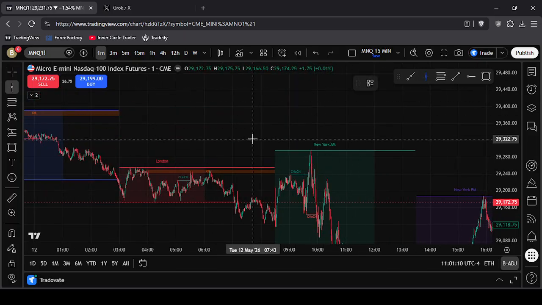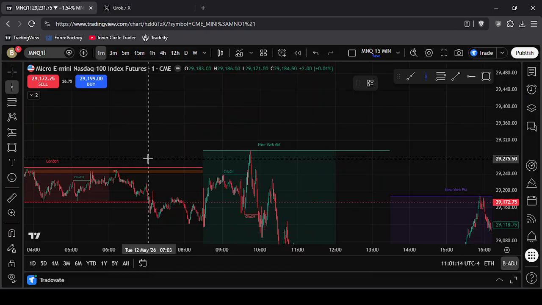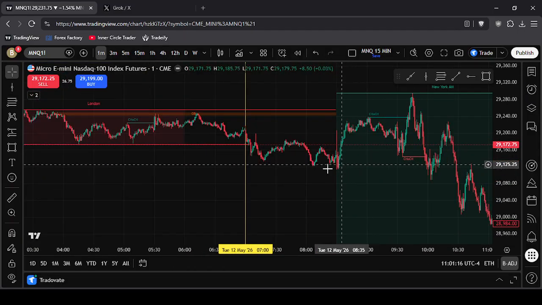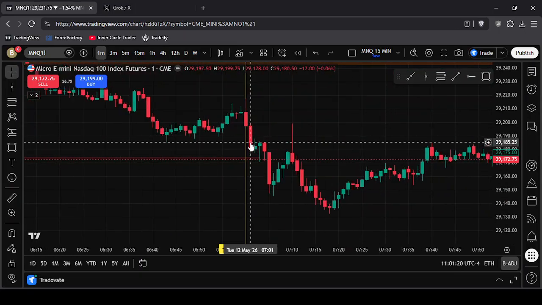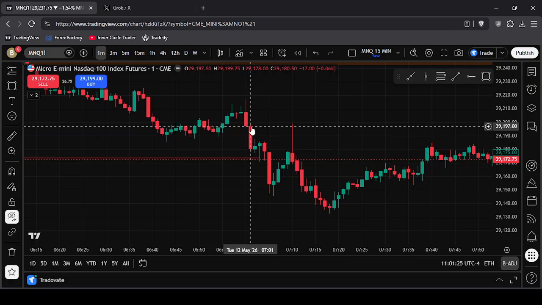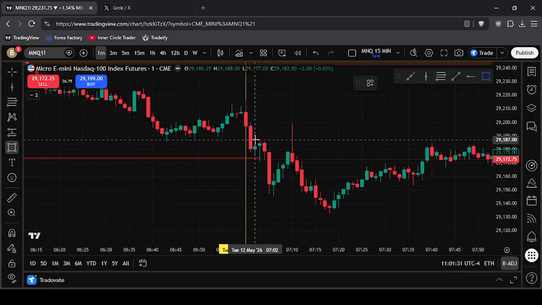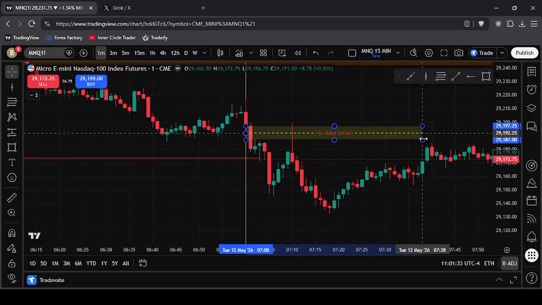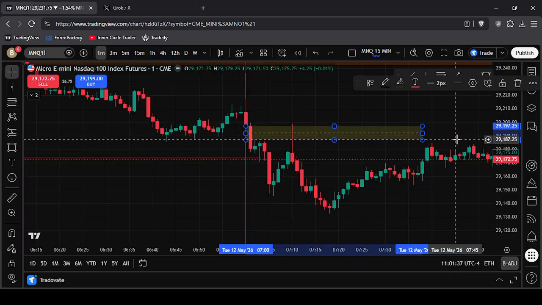7 a.m. Here it is. Do this so you can see it clearly. Here it is. Boom. We catch it from here, here, here. They could not even lay down a body in it. Your entry should be in here.